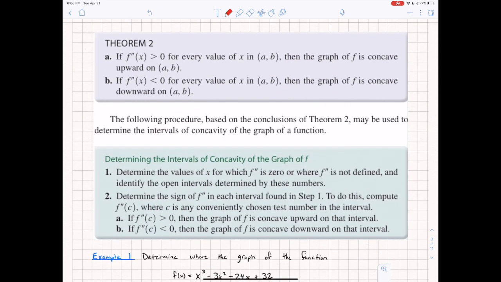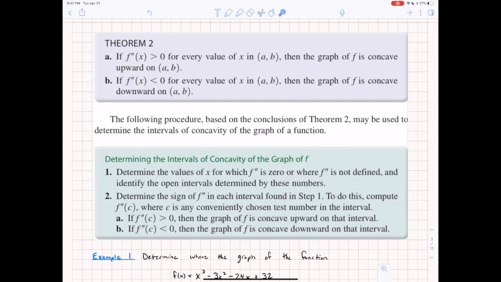It says that if f double prime is greater than 0 for every value in a specific interval, right? So from any two numbers that you choose, anything in there, if f double prime is positive, then that means the graph is concave upward, because that means f prime is increasing, right? If f double prime is less than 0, so again, if the second derivative is negative on a specific interval, then we say that f is concave downward, because that implies that f prime is decreasing in value. So like what we saw up above.